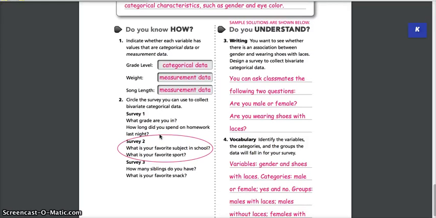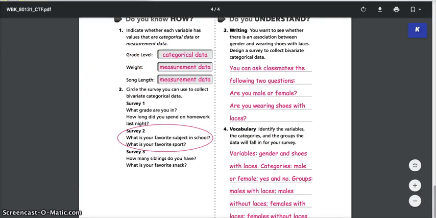All right, here are your answers. Do numbers 1 through 3, check your work, and then I will see you in the next lesson.